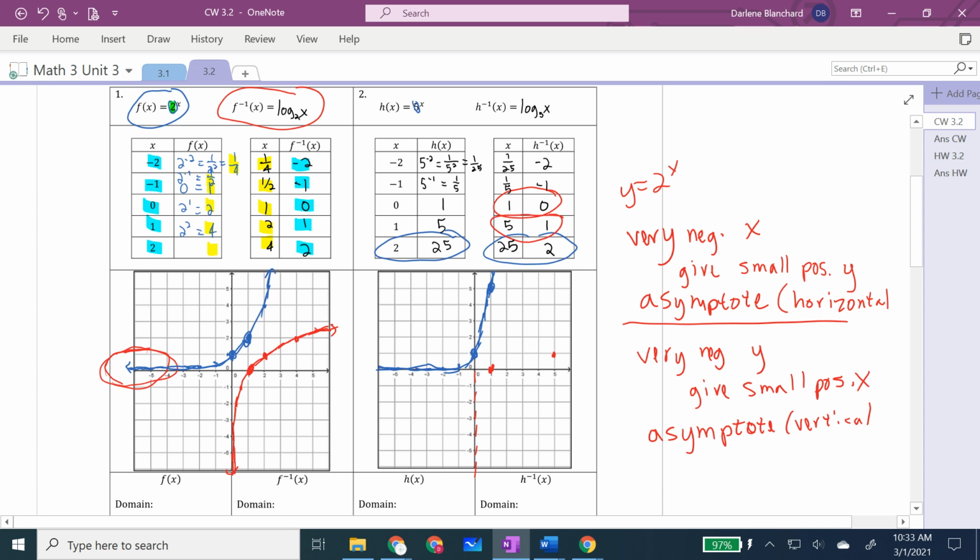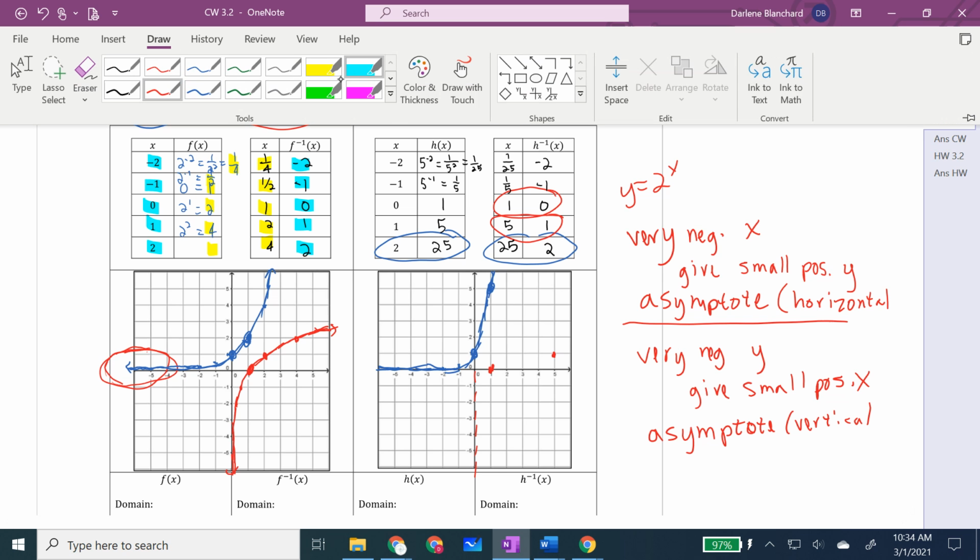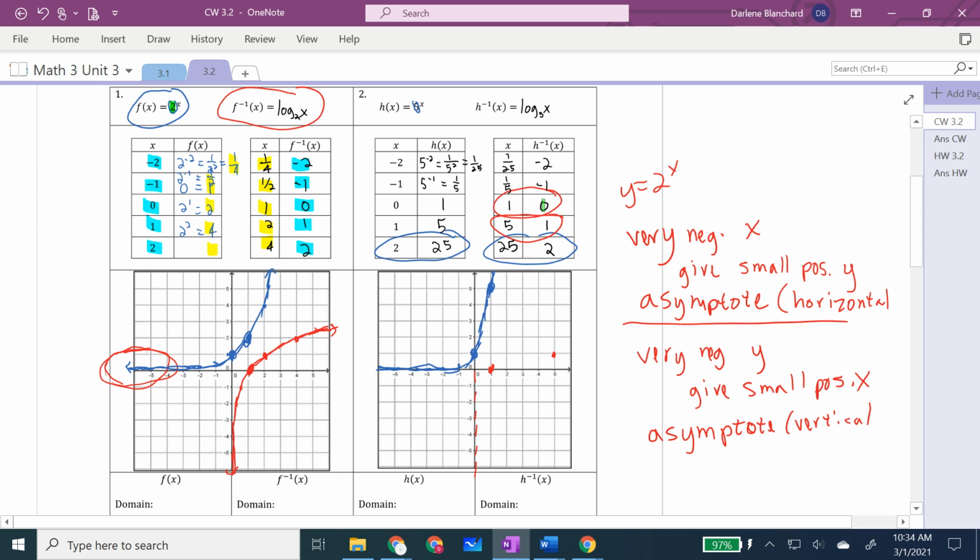I want you to know that these 2 points that I just plotted are the easiest to plot for any base of your logarithm that you are given. And I'm going to emphasize that the easiest ones to plot are the ones where the y values of your logarithm are 0 and 1.